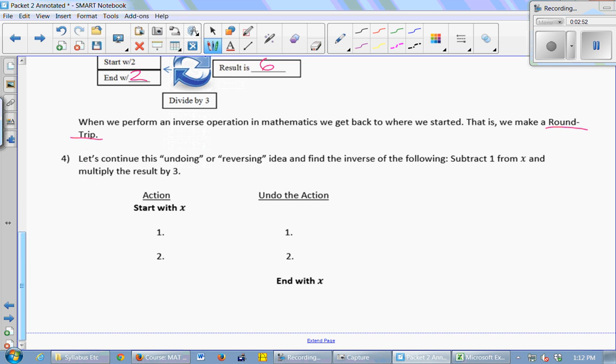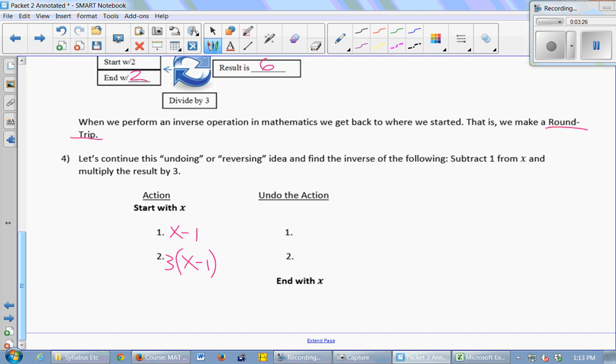So if I want to undo or reverse: subtract 1 from x and then multiply by 3. Okay, so I'm starting with an x, and this is my do list, right? So I start with an x, and first I'm going to subtract 1 from x. So how do I write that down? x minus 1. And then I'm going to multiply the result by 3. What do you get when you multiply that by 3? Sure, I could put x minus 1 in parentheses with a 3 in front of it. You could also write 3x minus 3.